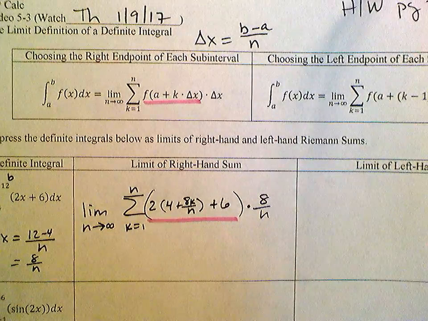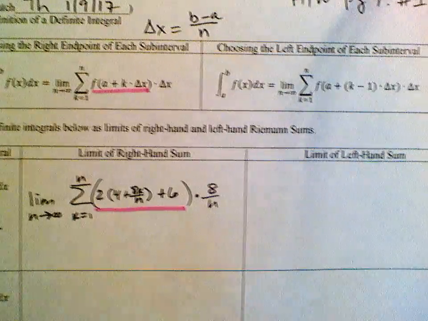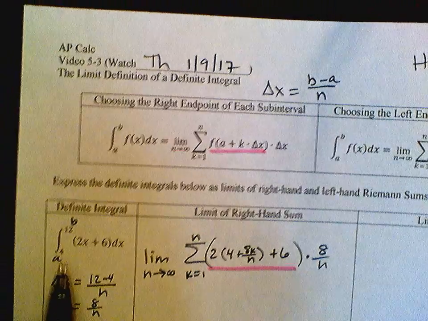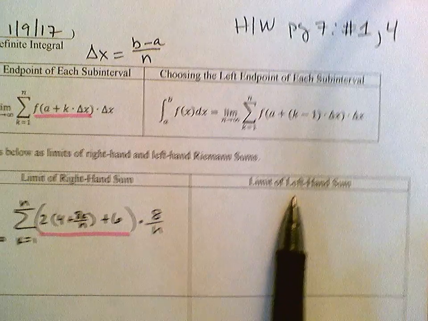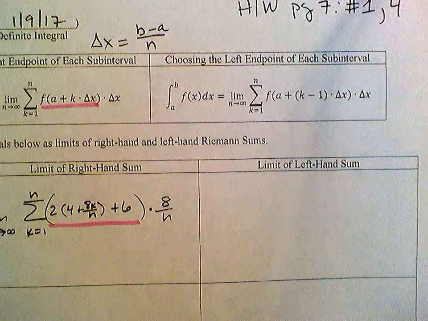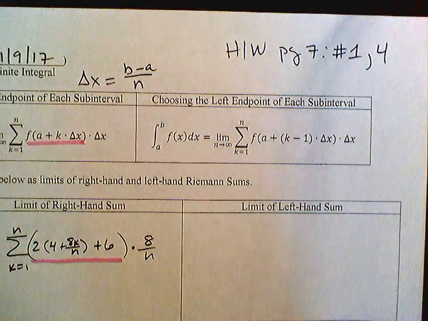All right, so there it is as the limit of the right-hand sum. Now we're going to express the same exact definite integral, but as a limit of a left-hand sum. We need to be able to identify both of these. So I'm going to do it very much the same. I'm just using this formula right here.